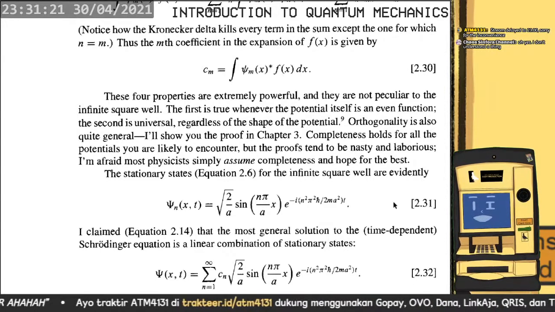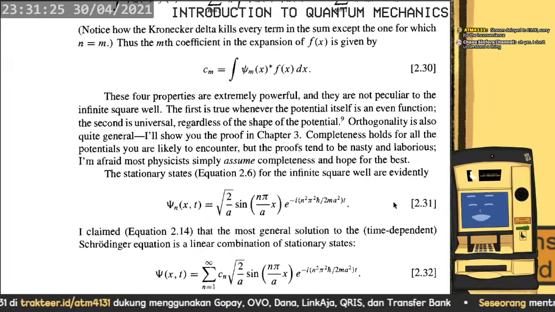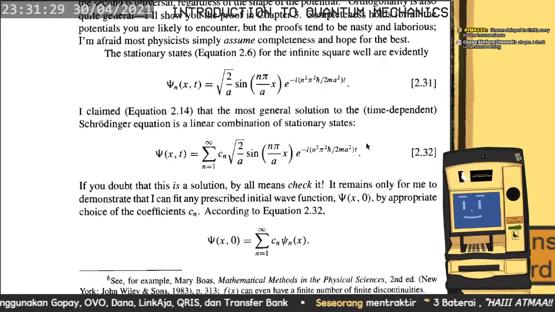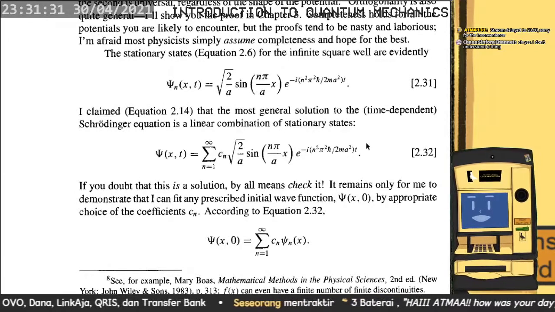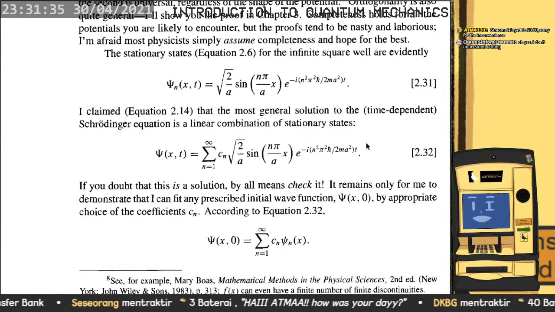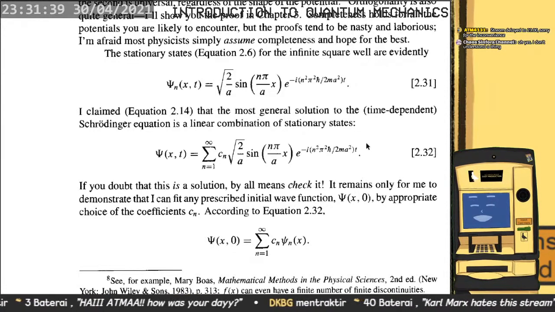The stationary states, equation 2.6, for the infinite square well are evidently like this. I claim that the most general solution to the time-dependent Schrödinger equation is a linear combination of stationary states, like equation 2.32.